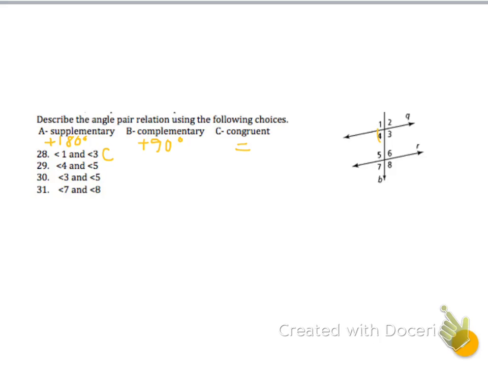Angle 4 and angle 5 are same side interior angles, and those should always add up to be 180 degrees. So it is supplementary. Angle 3 and angle 5 are alternate interior angles. Alternate interior angles should always be the same, which means that they are congruent. And then we have 7 and 8. They create a straight line, so they should add up to be 180 degrees, so supplementary.